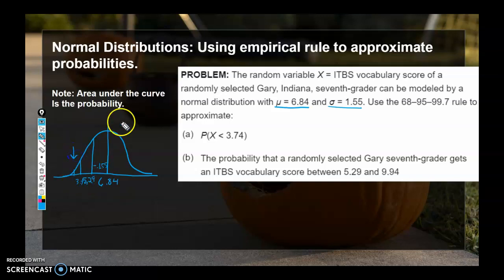So I want to know what's the probability that I fall in here, right? Because this would be less than the 3.74. So what's the probability that I fall in there? Okay, so that's the question for A. And then the question for B is what's the probability that a randomly selected Gary 7th grader gets an ITBS score between 5.29 and 9.94, right? Well, 5.29 is here and 9.94 is going to be 2 standard deviations above. So I have a better picture of this on the next slide.